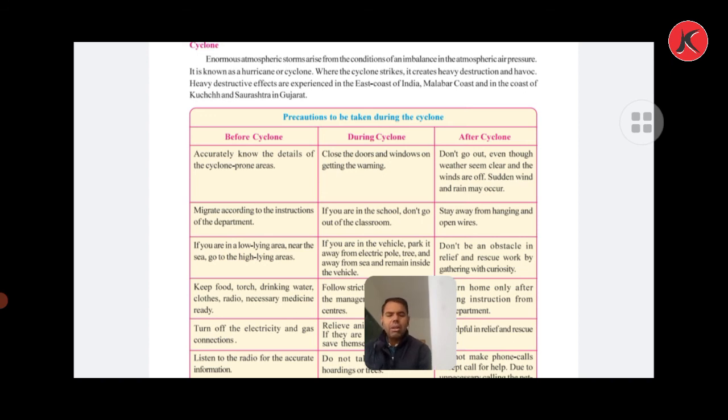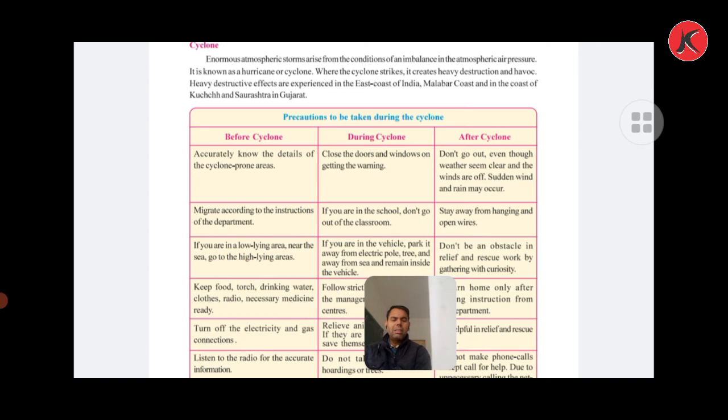Now during the cyclone, what do we have to do, students? Close the doors and windows on getting the warning. When we are getting the warnings, we have to close the doors and the windows. If you are in school, don't go out of the classroom. Suppose, students, you are in the classroom, you have to stay in the class only. You should not go out of the class.